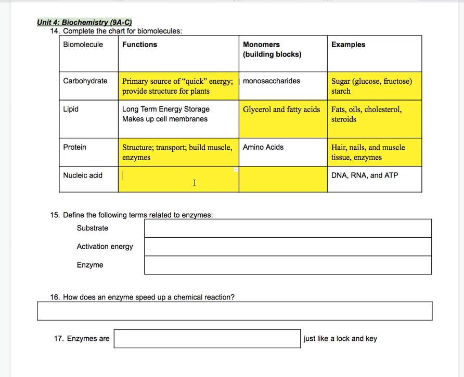The function of a nucleic acid is it's going to make up the genetic material. And that genetic material is important because it carries the instructions for the cells in your body and all living organisms. The monomers of nucleic acids are called nucleotides. And those are going to be made up of your 5-carbon sugar, your phosphate group, and your nitrogen base. Examples of nucleic acids are going to be your DNA, RNA, and it's also going to be the energy source of ATP.